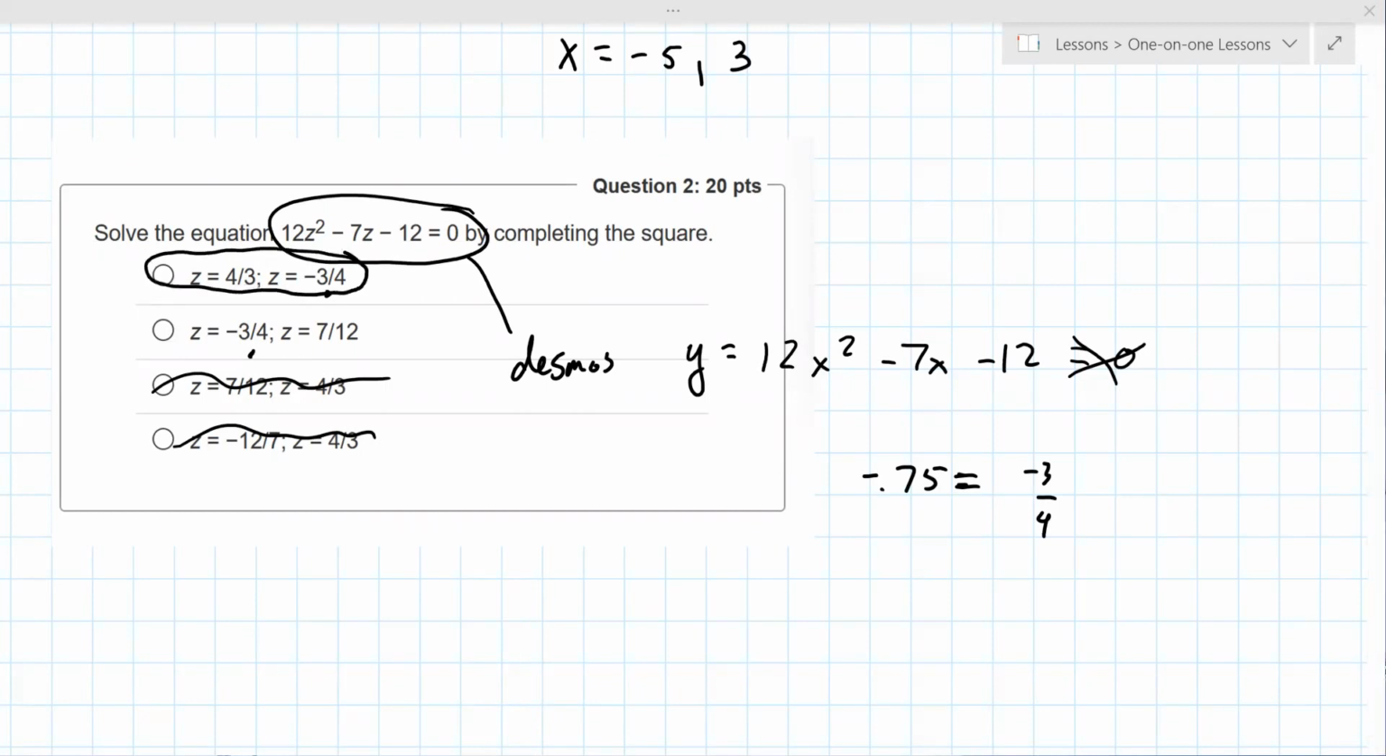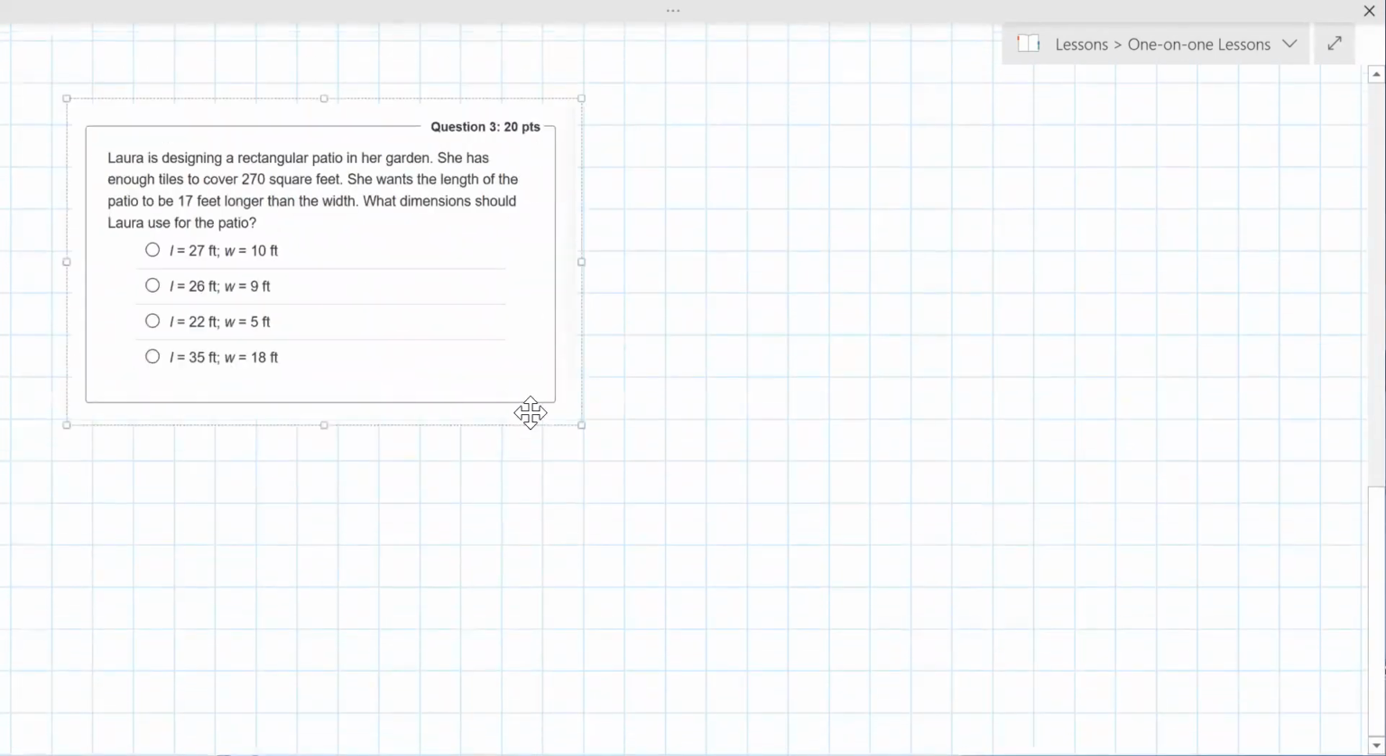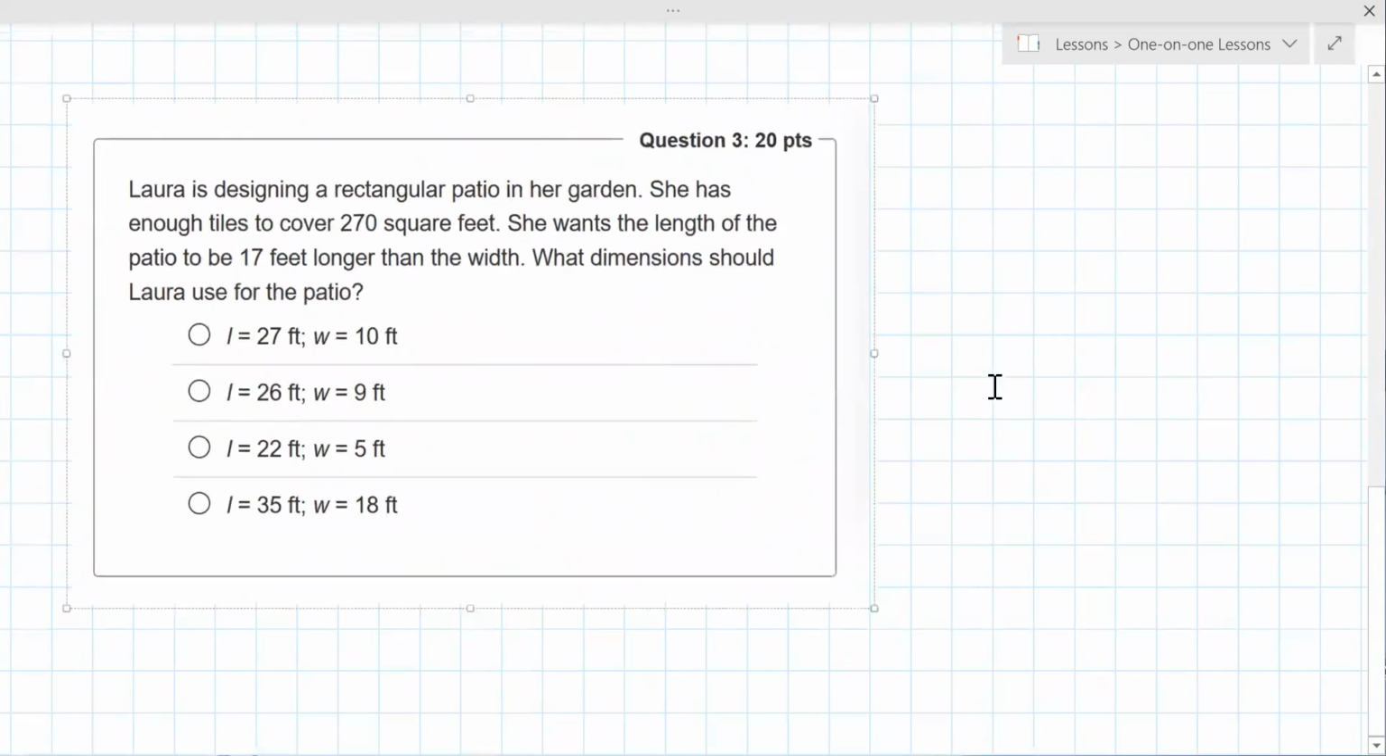So for two questions, here's what we've done. We've solved one by factoring and one by graphing. Do you see that? Yes. Which is easier? Which do you like better? The graphing was easier to do. Graphing's pretty powerful.